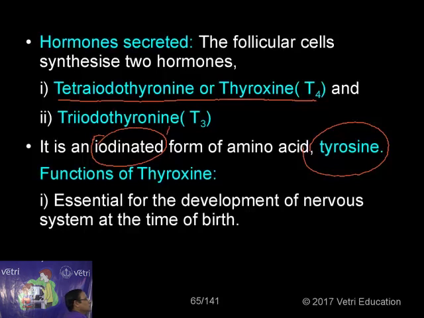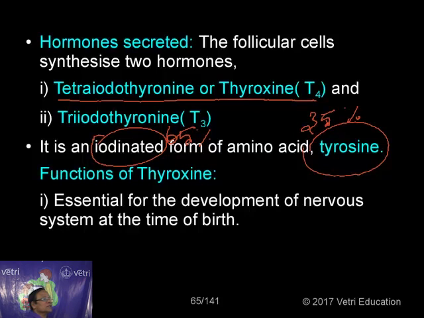In that hormone, nearly 65% is formed of iodine and 35% is formed of tyrosine, the amino acid, to form the thyroxine hormone. Tetraiodothyronine is the chemical name because it contains four organic iodides connected to different places on the tyrosine amino acid.